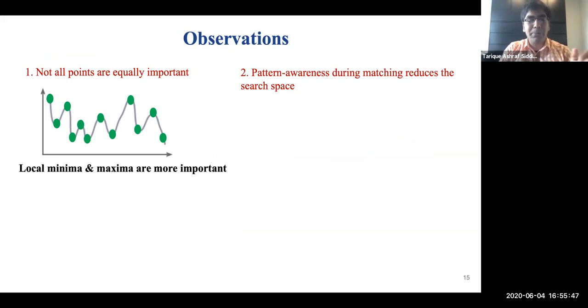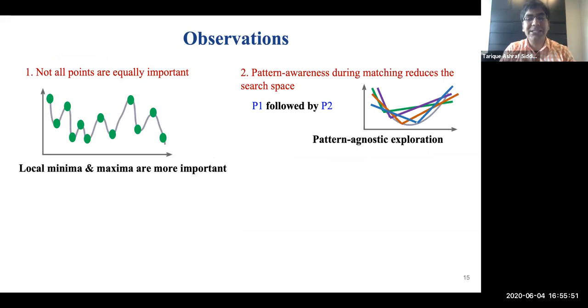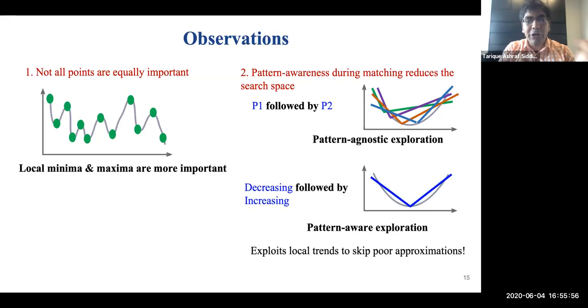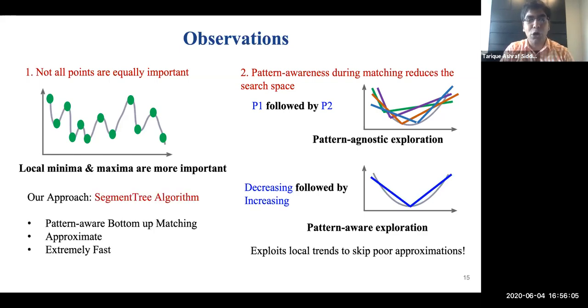Second, the process followed by the optimal approach is pattern agnostic. The space of exploration remains the same regardless of what patterns are specified in the query. However, if we look at the patterns in the query, many poor approximations can be skipped by exploiting the local trends in the trend line. So based on these two observations, we develop an extremely fast approximate algorithm that makes realistic assumptions to reduce the search space. We call this algorithm segmentary, and it involves a pattern-aware bottom-up matching.